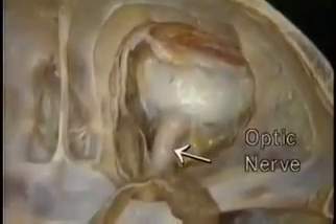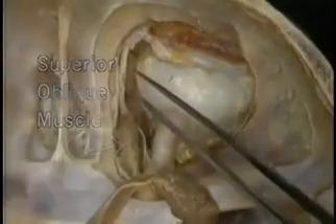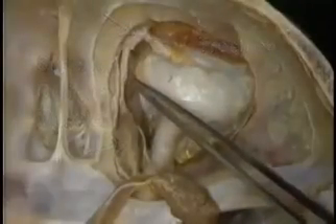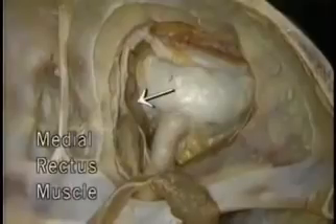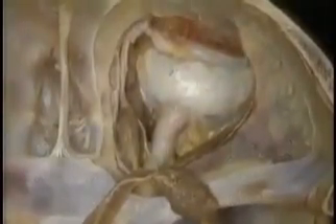Here's the optic nerve, as we've seen already. Here's the superior oblique muscle going round its pulley or trochlea. Here are the medial rectus and lateral rectus muscles. We'll go round to a front view to see the nerves better.